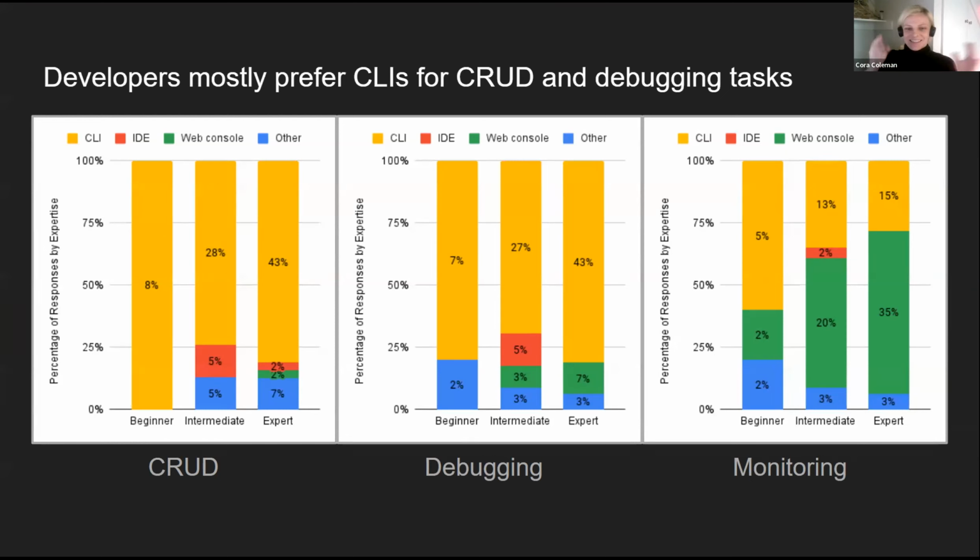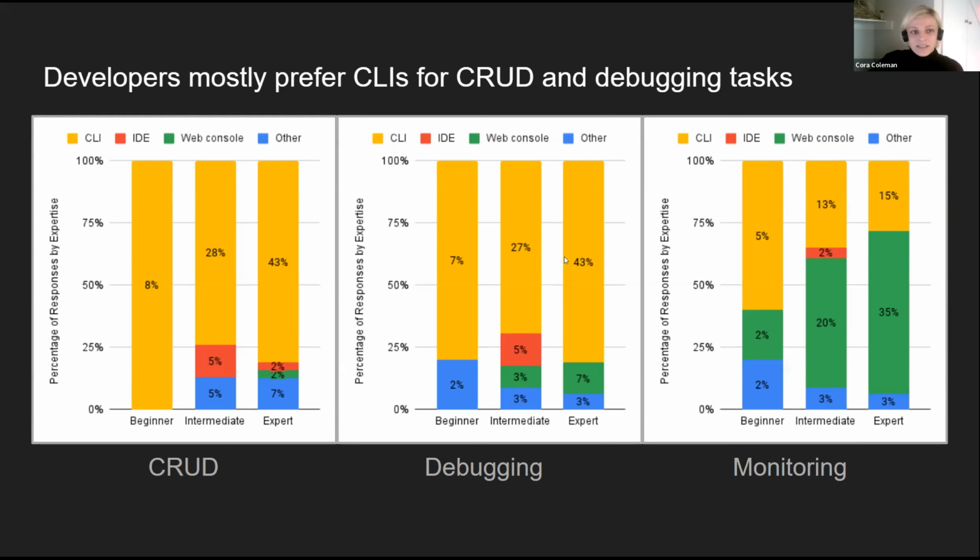This encompasses our research questions. We are looking at how different levels of experience, beginners, intermediates, and experts, affect tool preferences, as well as the type of programming task, so CRUD programming tasks, debugging, or monitoring, and also the tool modality: textual, graphical, or some hybrid. So we have here CLI, IDE, web console, and we gave an option to write in another. This was a survey that we did, and these are the results. We found that a lot of developers prefer CLIs across these different task types, except for monitoring, really. Monitoring is where they preferred web consoles mostly.